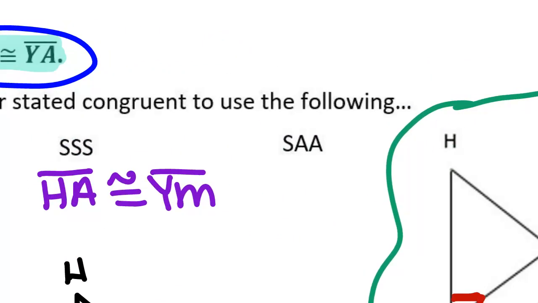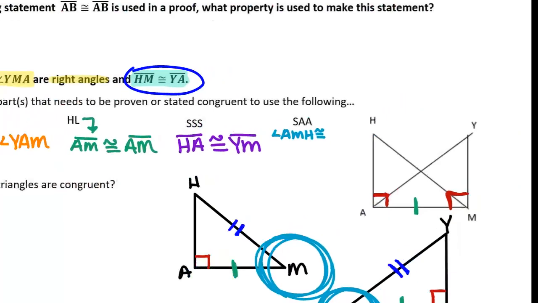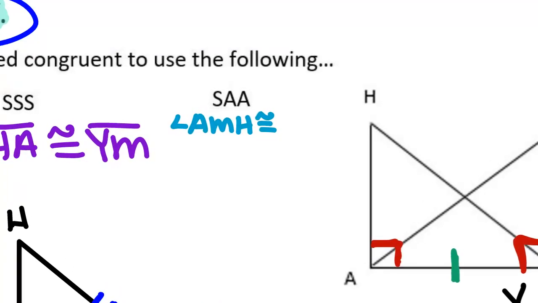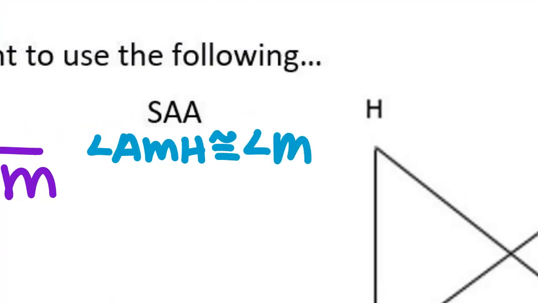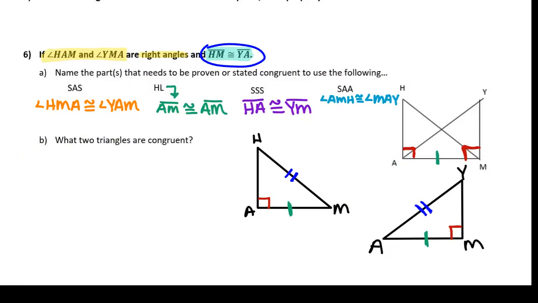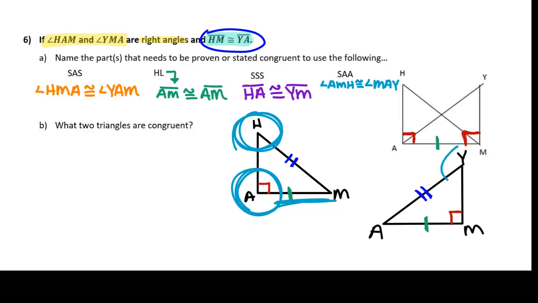AMH or HMA. Angle AMH congruent to, what can I call the other one? Angle what? Angle MAY or YAM. Could I also do angle, angle, side? Would that work? And on the other one, I could do angle, angle, side.